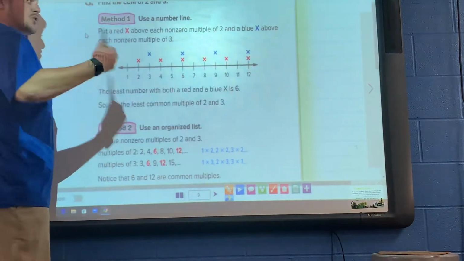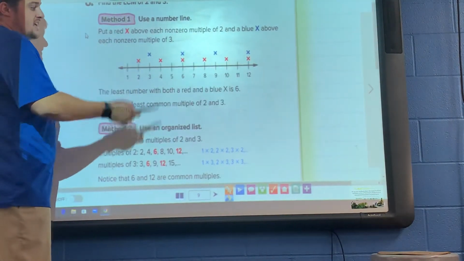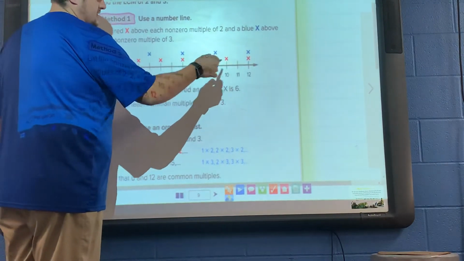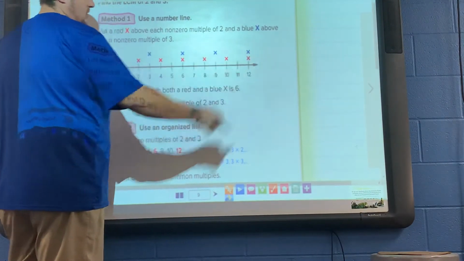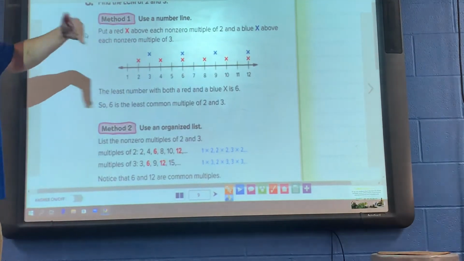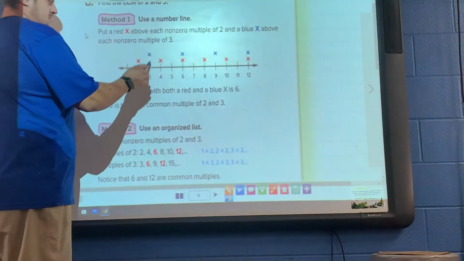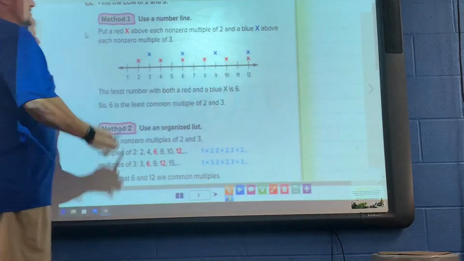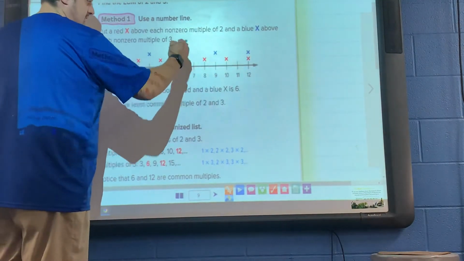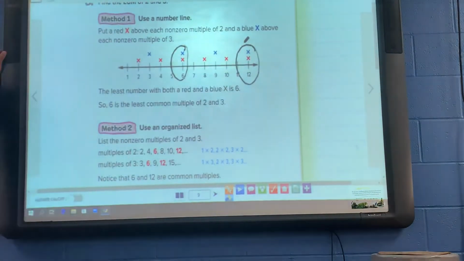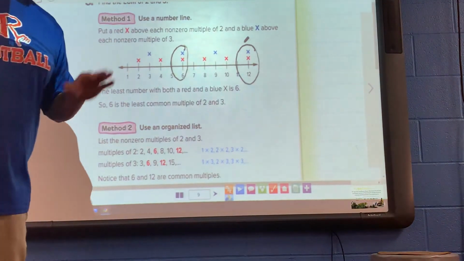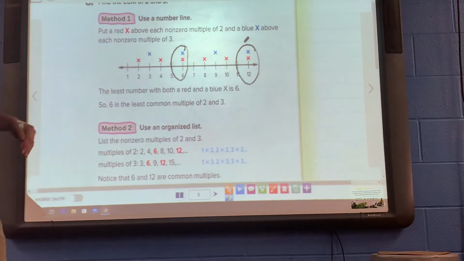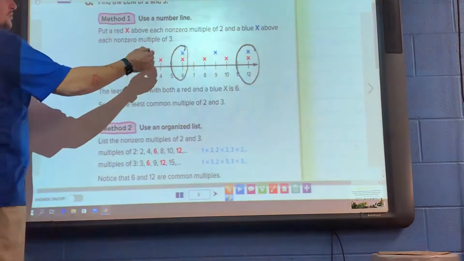okay, if you put a number line out, so 2 times 1 would be 2. That's why you put a red X. 2 times 2, 4. 2 times 3, 6. 2 times 4, 8. 2 times 5, 10. 2 times 6, 12. Okay, now the next one, we're going to do the multiples of 3. 3 times 1, 3 times 2, 3 times 3, 3 times 4. So if you look, they have 6 in common and 12 in common. Okay, we are looking for the least, the smallest number, so that would be 6. 6 is our least common multiple of 2 and 3. So that's one way of doing it, the number line.